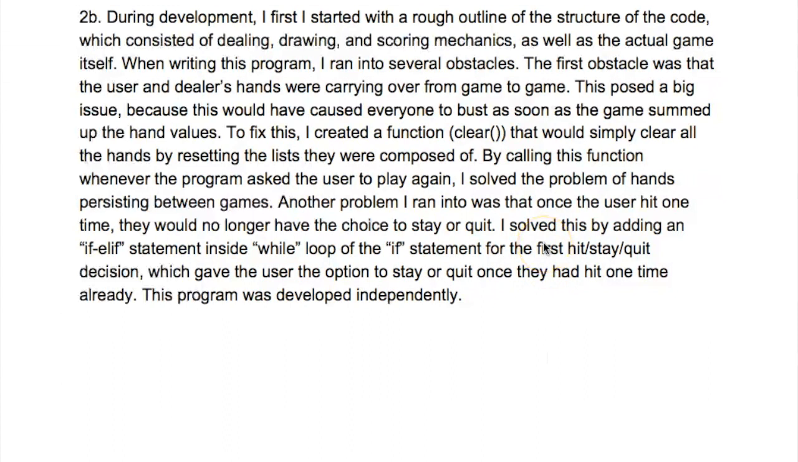So he has over here another problem I ran into was that the user hit one time, then they would no longer have the choice to stay or quit. And then again, he's talking about a programming solution, if-elif statement inside the while loop.